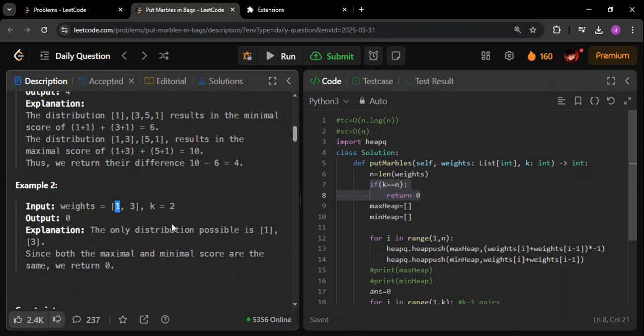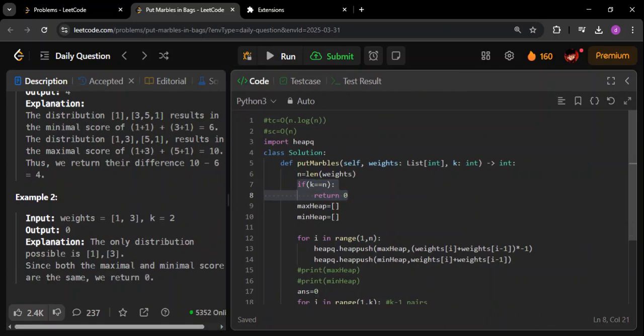In that case, if you subtract max and min, you are going to get zero, since both the max and min scores are the same. That's why the answer will be zero. That's what we've done here. If k is equal to n, then you have to return 0. In that case you don't have to do any other calculation. You simply return 0.